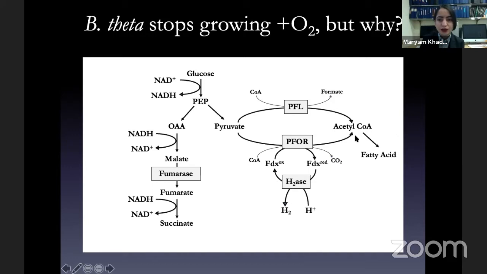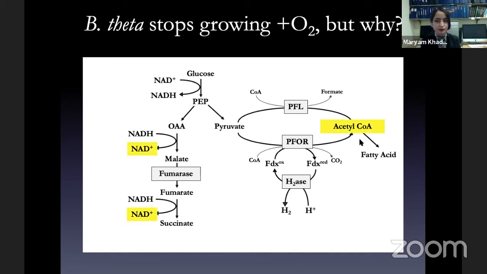What is important here is that acetyl-CoA is necessary for formation of fatty acids. And fatty acids are necessary for making membranes, and membranes are necessary for cell growth. So if the cells cannot produce acetyl-CoA, they cannot grow.